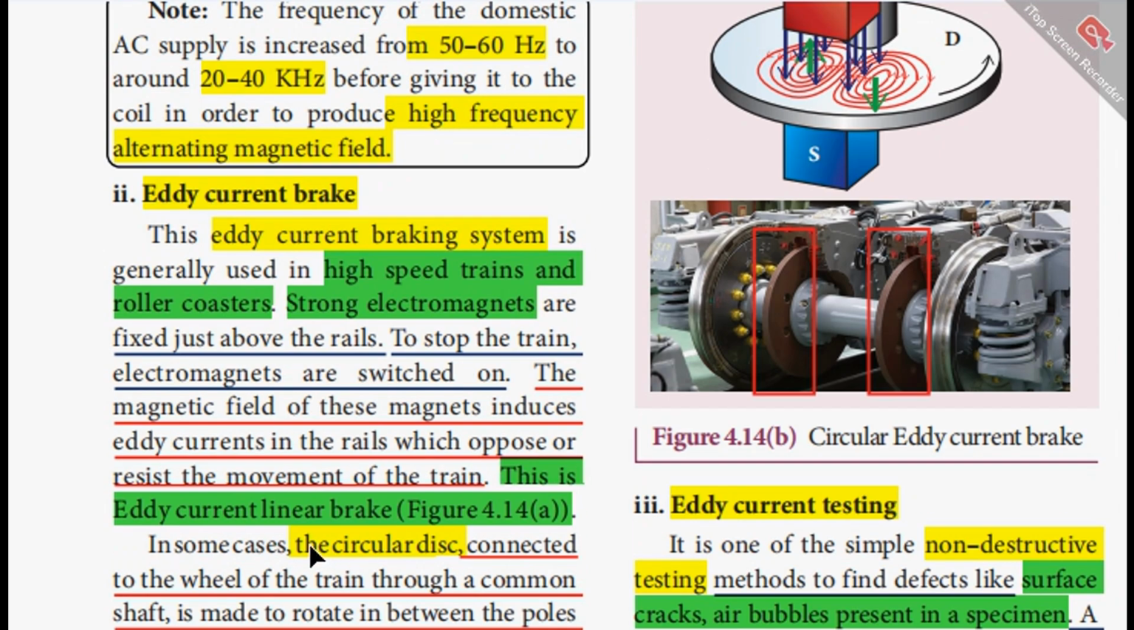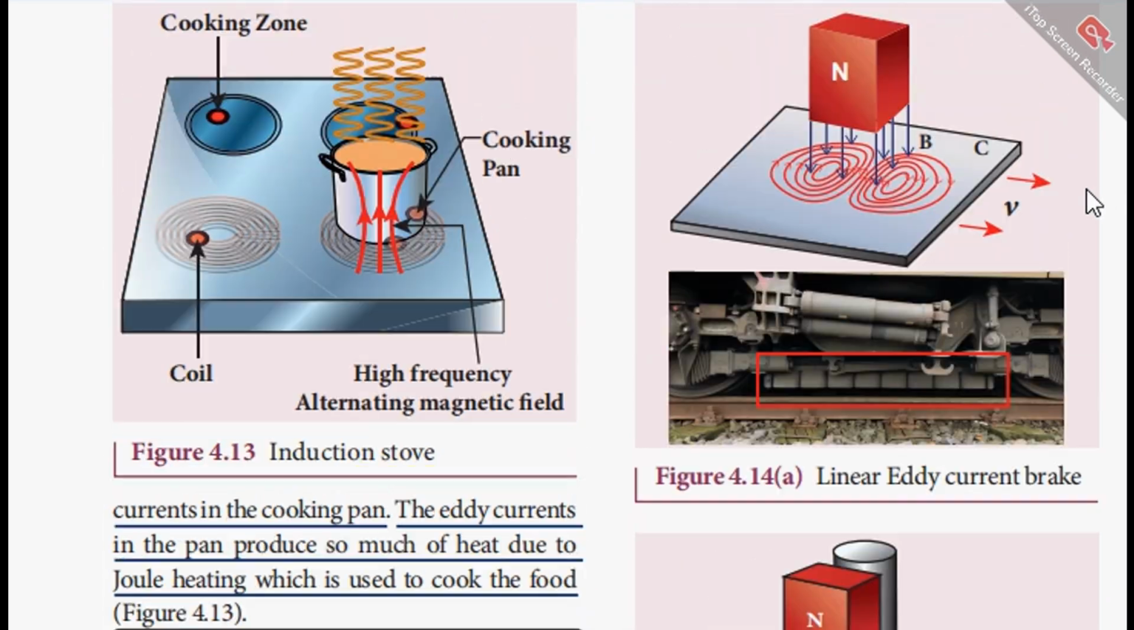So this is the eddy current linear brake as shown here in figure 4.14a. A linear eddy current brake like this is clearly shown in this diagram.